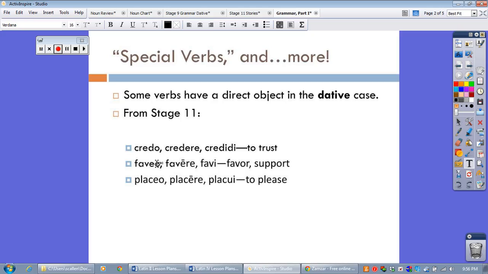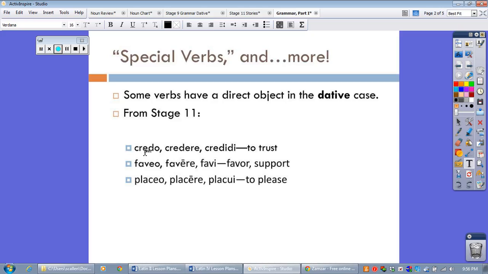Credo, faveo, and placeo. Credo meaning to trust. Words that come from that would be credit, creditable, incredible, which means something that's not able to be trusted or believed. Creed. The word credo, C-R-E-D-O, is an English word. Faveo, of course, favor comes from that, favorable. Placeo, placere, placui, to please. Ultimately, placate comes from that.